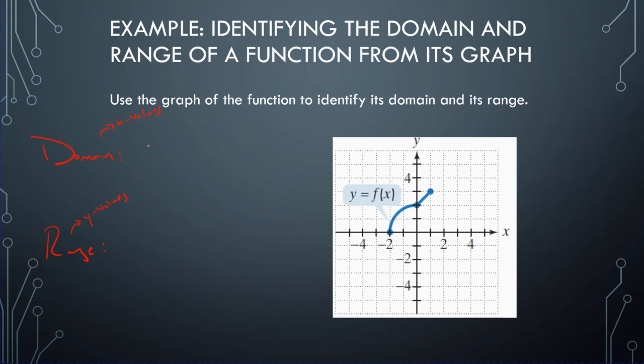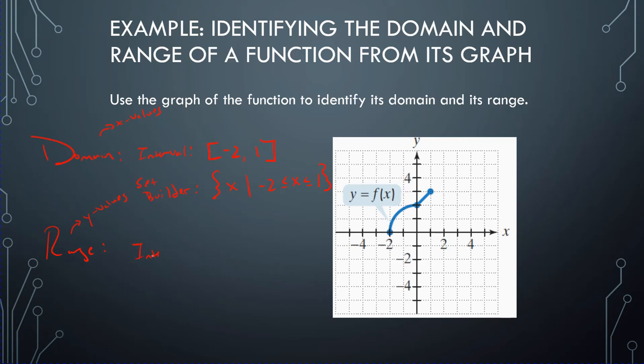So it looks like the domain, and I'm going to show it in interval notation, looks like it's going to go from -2, the x values here, to 1. All right, so you can show it in set builder notation. It's the x such that x is between -2 and 1 there.